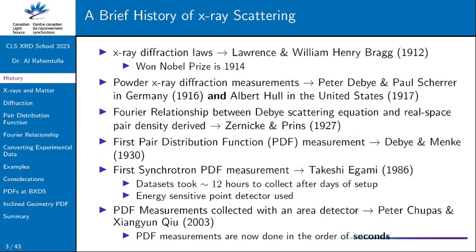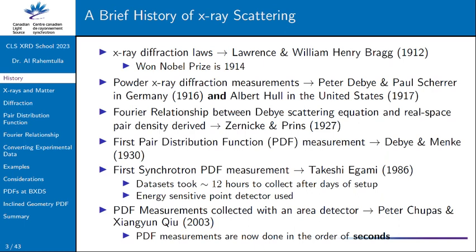So we've seen a few parts of this touched on by Renfei as well as Joel. We can go back to 1912, where William and Lawrence Bragg developed and formalized diffraction laws, and they won the Nobel Prize a couple years later. And then a couple years after that, two groups started doing the first powder diffraction measurements. And about a decade after that was the formalization of the Fourier relationship between these X-ray scattering relationships and real space atom coordinations. So this was the groundwork that made the concepts of PDFs possible.